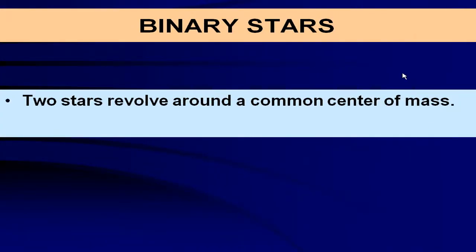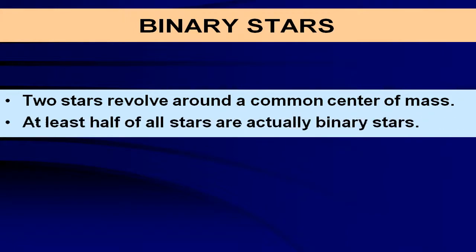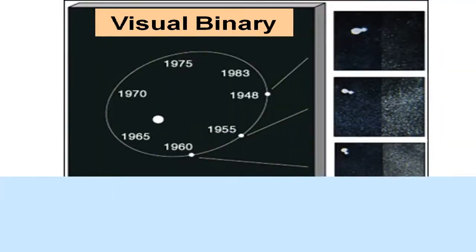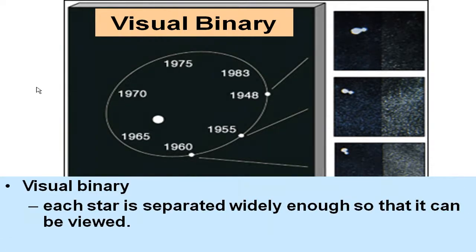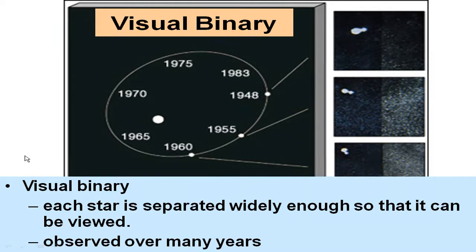Binary stars: two stars revolve around a common center of mass. At least half of all stars are actually binary stars, and there are three ways to identify them. One is through a visual binary. A visual binary would be if we took actual pictures of the stars, and over the course of years kept on taking pictures and watched them visually revolve around their common center of mass. Each star is viewed widely enough that it can be separated visually from the other star, and we would observe this over many years.